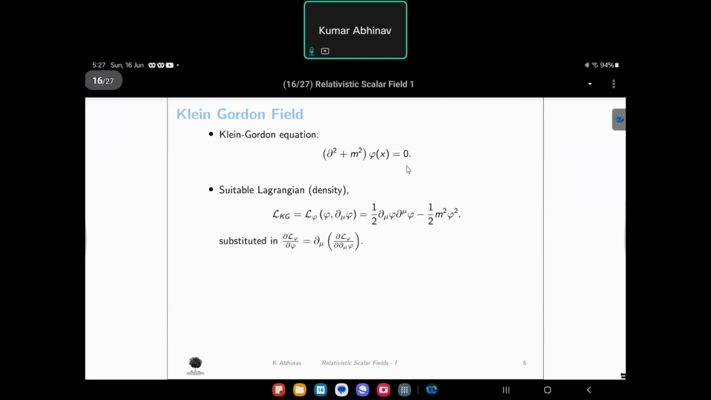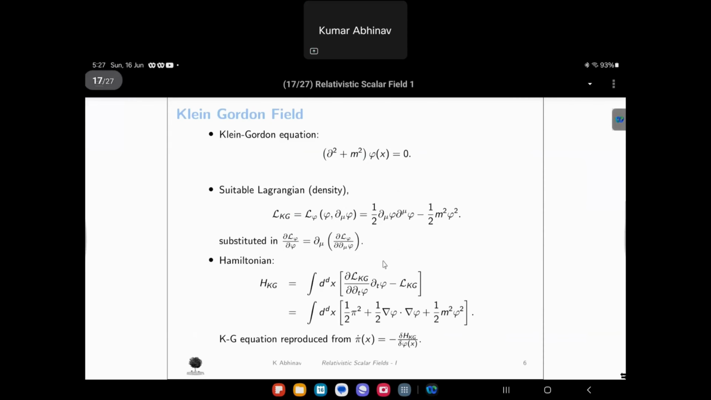Now this equation can be derived from a corresponding Lagrangian, which is a function of the field phi and its 4 derivative, because mu runs from 0, 1, 2 up to 3. This is the form of the Lagrangian, and when you consider the Lagrange equation of motion and plug this Lagrangian L into it, you will get back the Klein-Gordon equation.